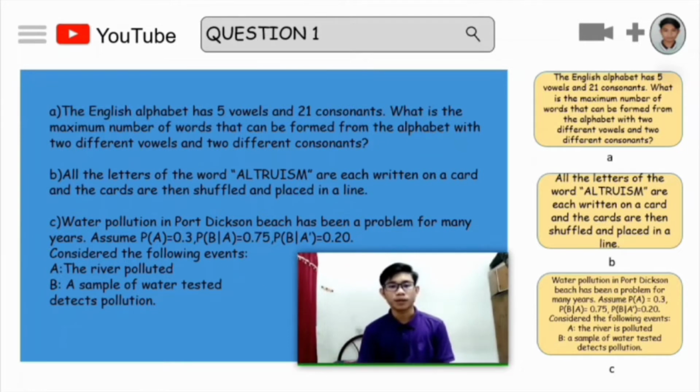For question number 1, this question has 3 minor questions, which are question 1A, 1B and 1C. For question 1A, this question asks to find all possible outcomes for a sequent event. Meanwhile, question 1B is the same as question 1A, and it also asks to find probability. And question 1C asks to find probability based on the probability given in the question.